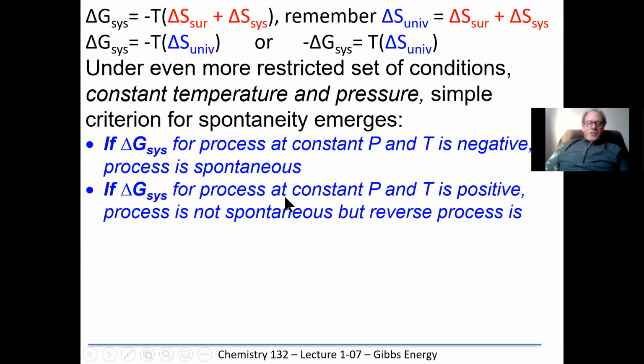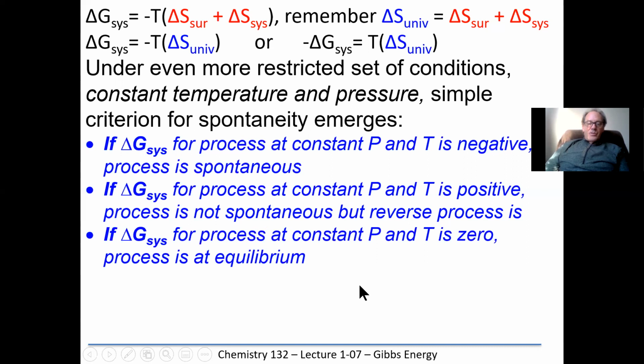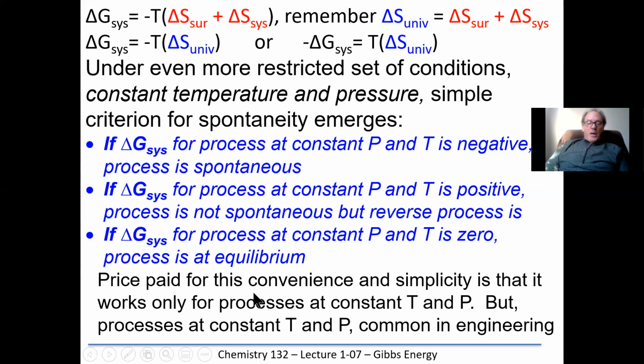Now, if the delta G for the system at a constant pressure and temperature is positive, the process is not spontaneous, but the reverse process is. If delta G for the process at a constant pressure and temperature is 0, we can assume that that particular system is at equilibrium. So the price paid for this convenience and simplicity is that it works only for processes at constant temperature and pressure. And remember that it's very common in engineering to be designing systems that work at constant temperature and pressure. We can control those parameters and maintain the reactions in reaction vessels at constant temperature and pressure.